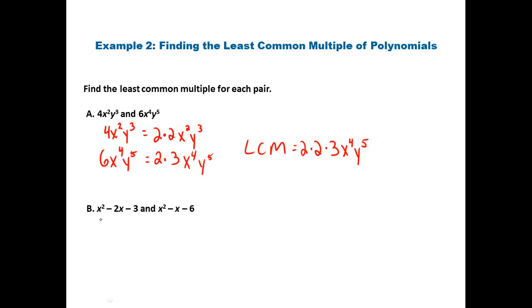It's very similar with polynomials when adding and subtracting: we need to factor. So this factors into x minus 3, x plus 1, and this one factors into x minus 3, x plus 2. So the least common multiple would be x minus 3 times x plus 1 times x plus 2.